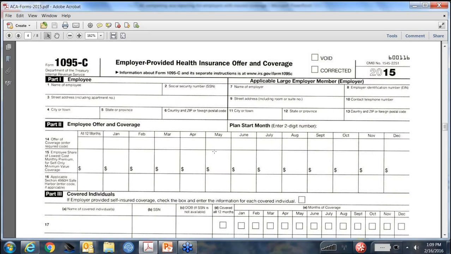That's fairly simple. Where it gets complicated is Part 2 of the 1095-C, the employee offer and coverage. In line 14, for what months you offer them coverage. And if you offer coverage to the entire family, then in most situations you would use a code 1E for those months that you offer the whole entire family coverage. If it's for all 12 months, then you would indicate that in the first column.